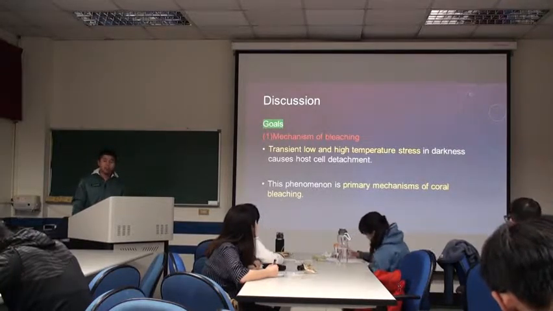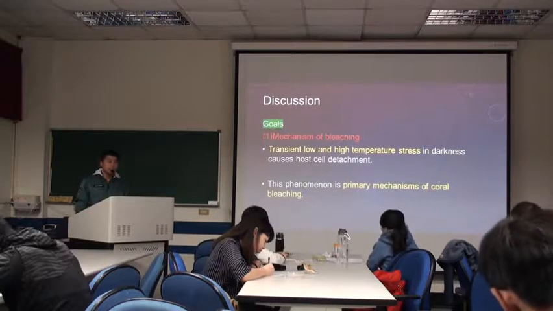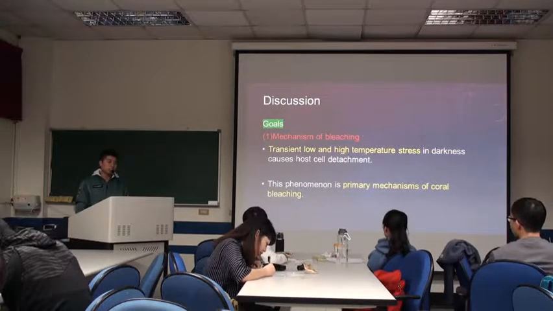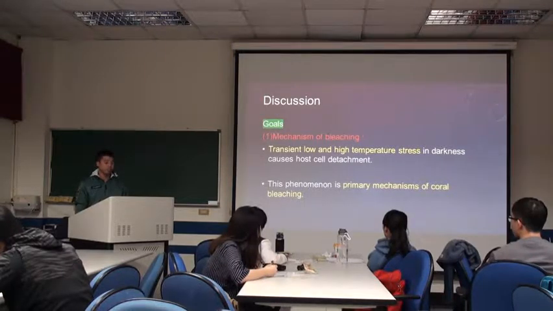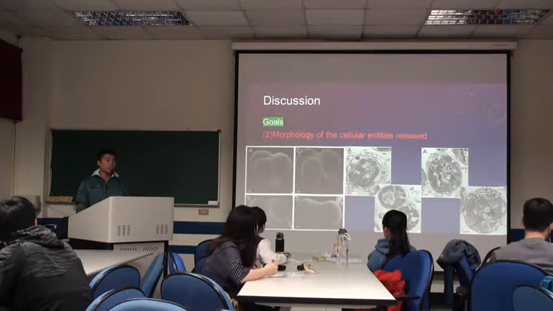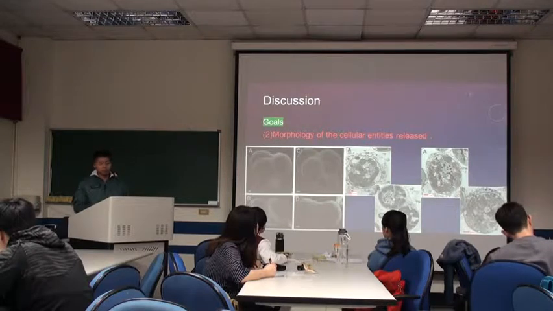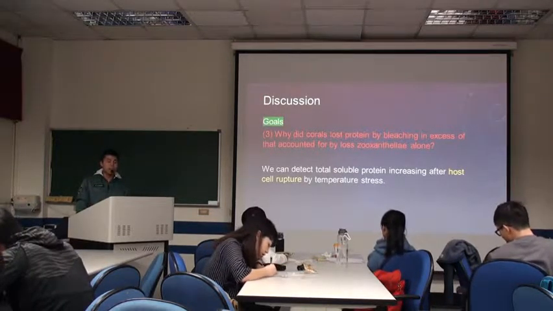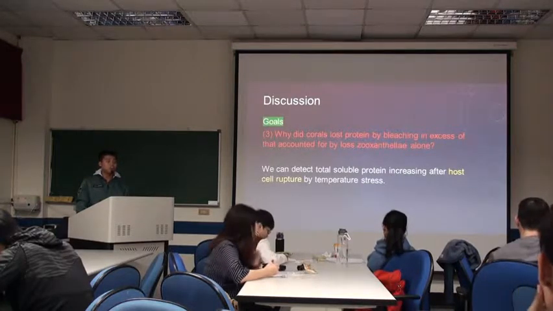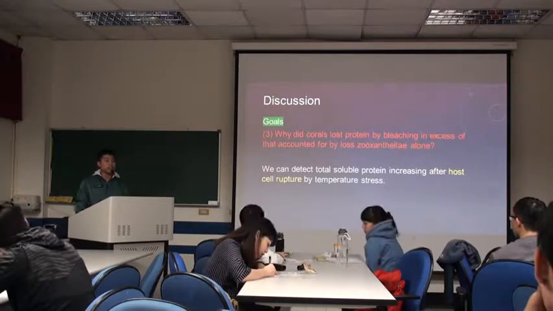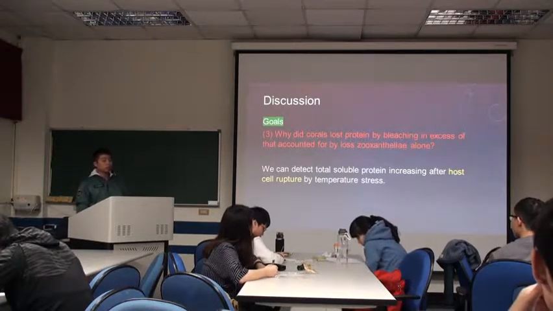Discussion. Our goals. First, mechanism of bleaching. Seawater temperature change in short time is the primary mechanism of coral bleaching in our experiment. Second, morphology of cellular entities released. This photo I have shown in slides earlier. Third, why did corals lose protein by bleaching in excess of that accounted for by zooxanthellae alone? We can detect that total soluble protein increased after host cell rupture by temperature stress.